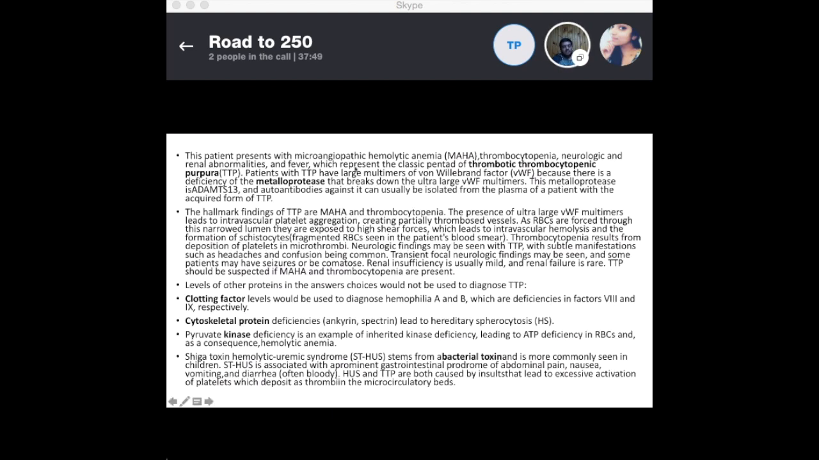This patient has microangiopathic hemolytic anemia, or MAHA, as they like to say it, and has thrombocytopenia and neurologic and renal abnormalities. And this is the pentad of TTP. And TTP has large multimers, because there's a deficiency of ADAMTS13, which is the metalloprotease. Any questions? If you'd like, there's other answers here. So if not, we'll move on.